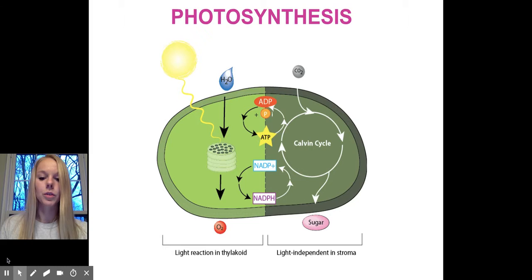This diagram shows you that there are two main steps in photosynthesis: the light-dependent reactions and the light-independent reactions. The light reactions occur in the thylakoid, and the light-independent reactions occur in the stroma. This diagram is in your notes and will be useful as a reminder of the individual reactants and products and when they are used in photosynthesis.